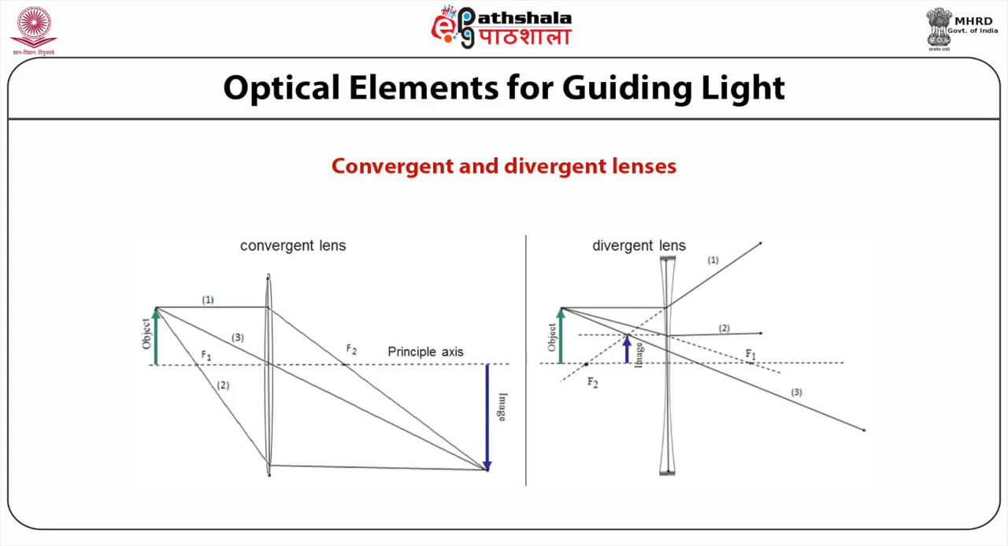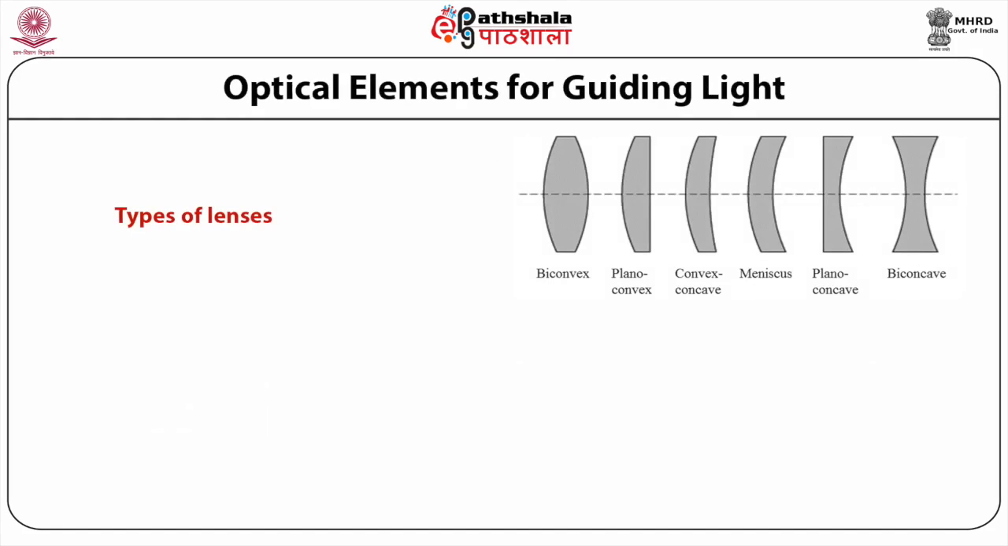So the light which passes through the lens appears to be diverging in this category, and in the first category, the light after the lens appears to be converging to a point, and that is the focal point for all the light which is nearly parallel to the optical axis or the principal axis of the lens. Now the lenses can be of various types.